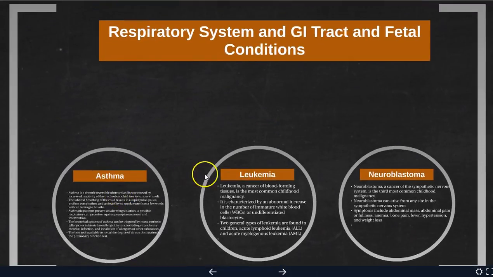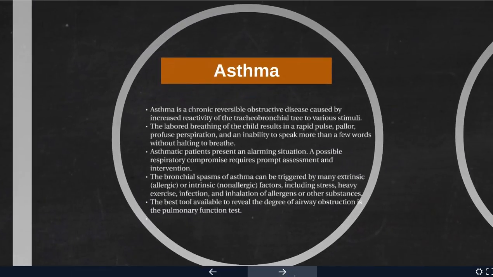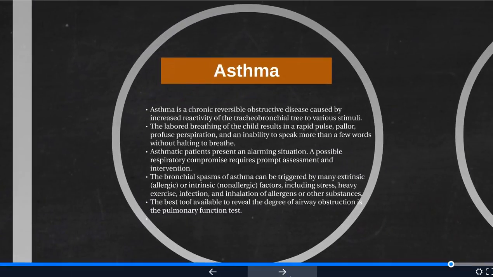So, respiratory system and GI tract, fetal conditions, other things here for you. You have asthma. I'm sure everybody at some point has heard of asthma in their life. It's a chronic, reversible obstructive disease caused by increased reactivity of the tracheobronchial tree to various stimuli. So you have labored breathing.